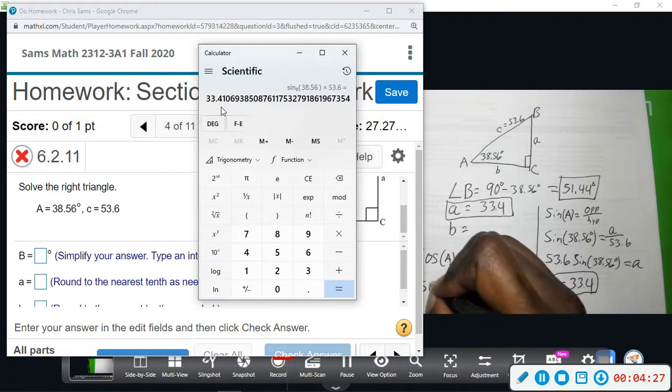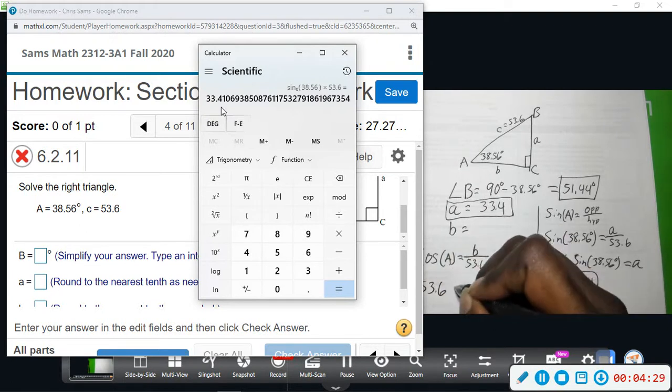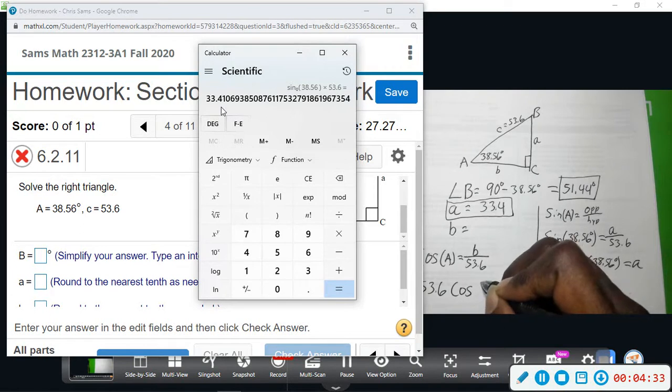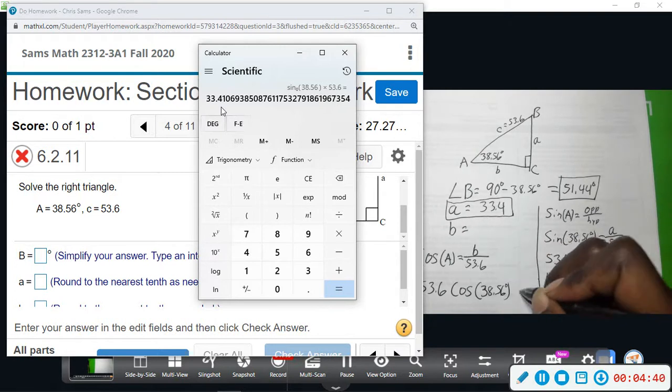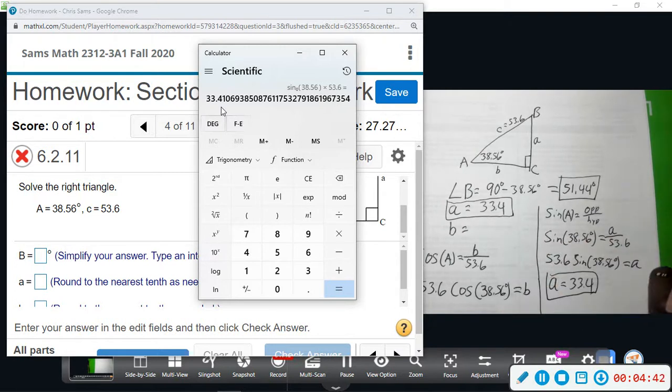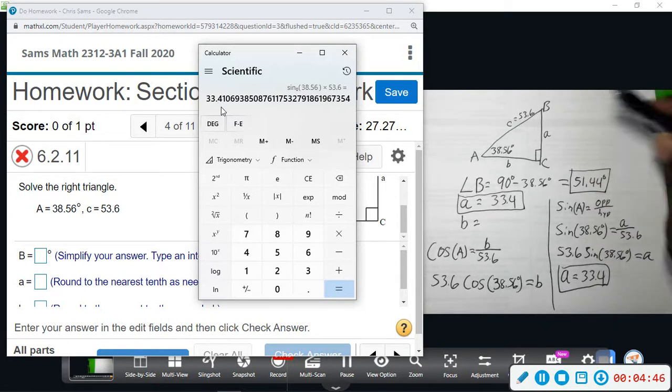So 53.6, and I'll go ahead and put that angle in there. Cos 38.56 is equal to side B. Alright, so we're going to compute this. Get our side B.